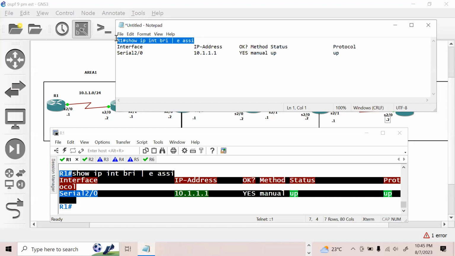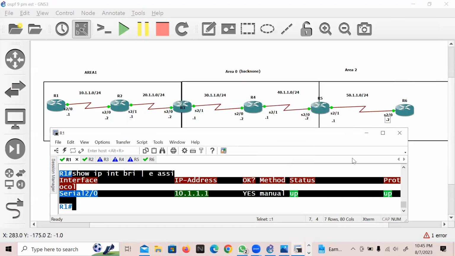Show ip interface brief, pipe, then include assign. So it will tell you just right now what you configured on the interface. Present configuration on the interface.